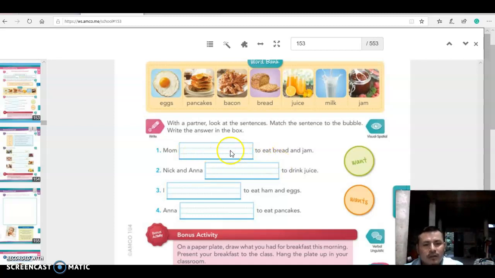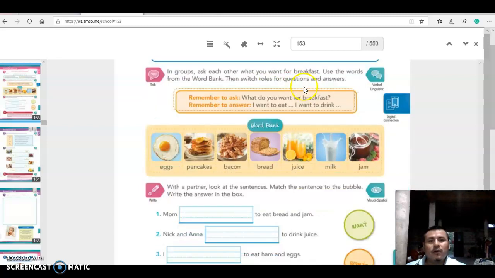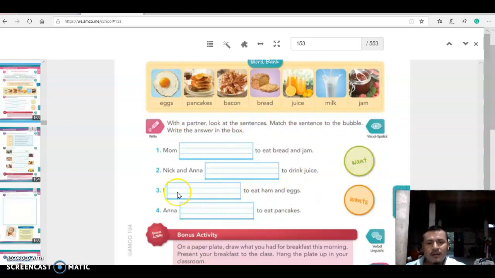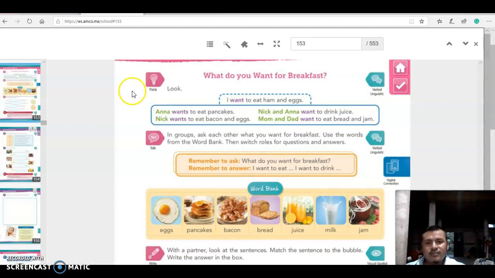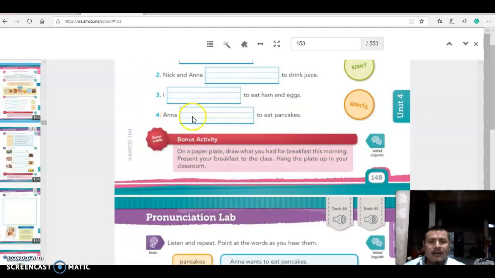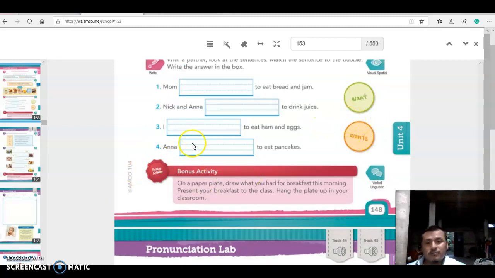So what are you going to do? Mom, blank, to eat bread and jam. What are you going to use? Which one? Mom, because we're talking about my mom or your mom. Mom. So it has to be one. And you need to guess, because two people, remember right here, two people, no S at the end. So find out. And what about this one? Remember, I didn't mention it, like about me, about myself. So you don't need to add S. And Anna, we're talking about her, Anna. So you need to add S. So which one is it? So please do this activity. You need to see and do it, please.